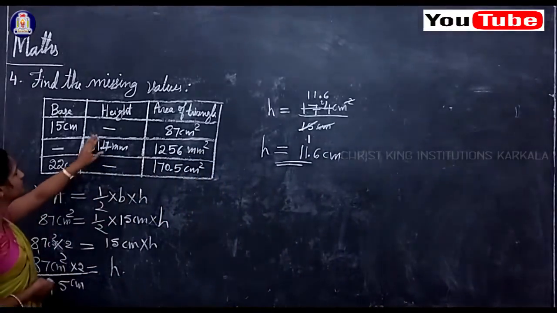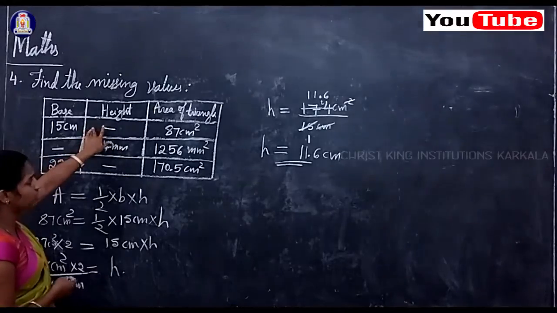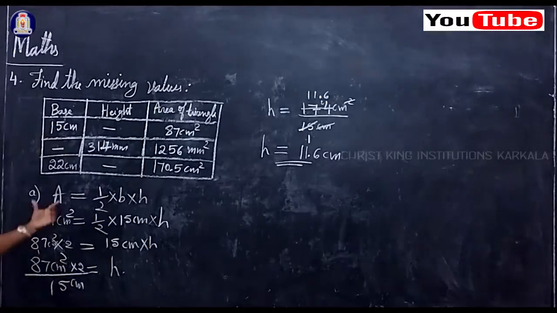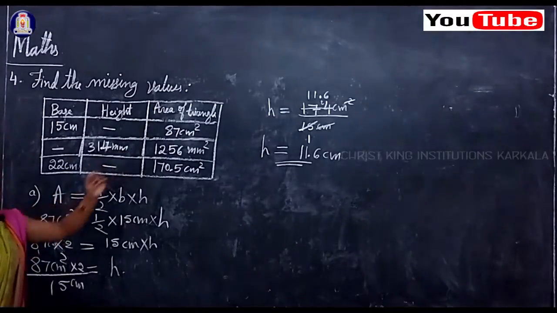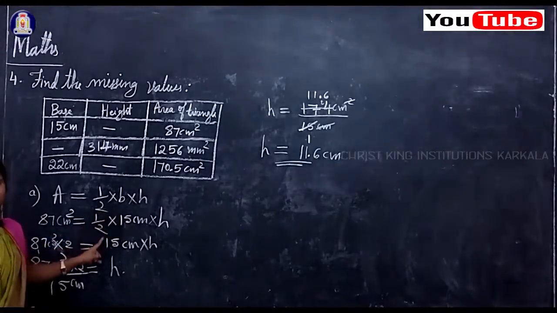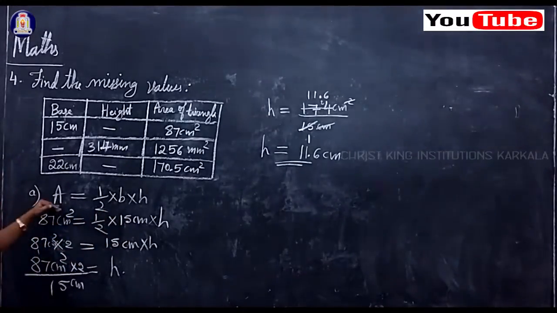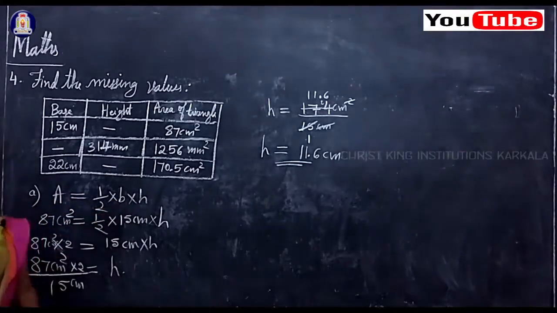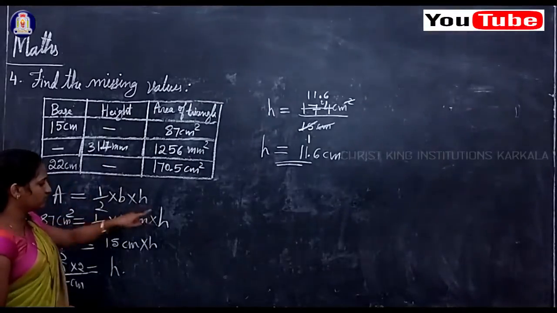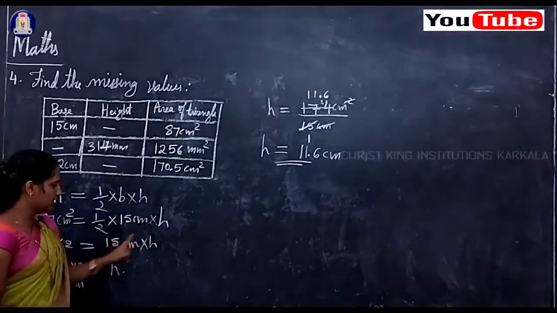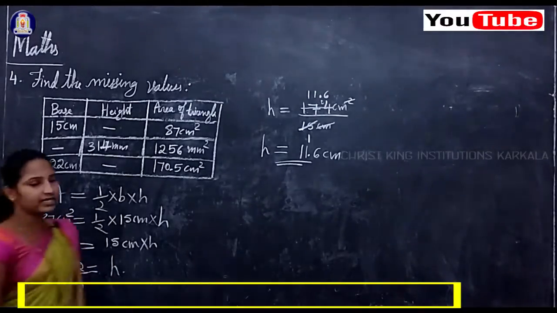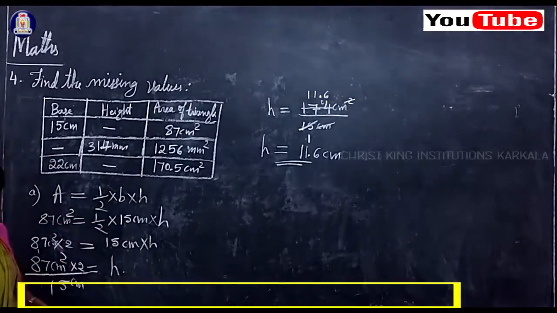Clear? You just have to fill the missing values. So here height is not given, base is given, area of the triangle is given. So in place of area you would write 87 centimeter square, and base B, that is 15 centimeter. Half is there in the formula. So this formula is very important: A is equal to half into base into height, half into B into H. So now H is not given, so write H as it is. It is multiplied, so it will divide the other side. Clear? Multiply, then simplify, we will get H value is 11.6 centimeter.